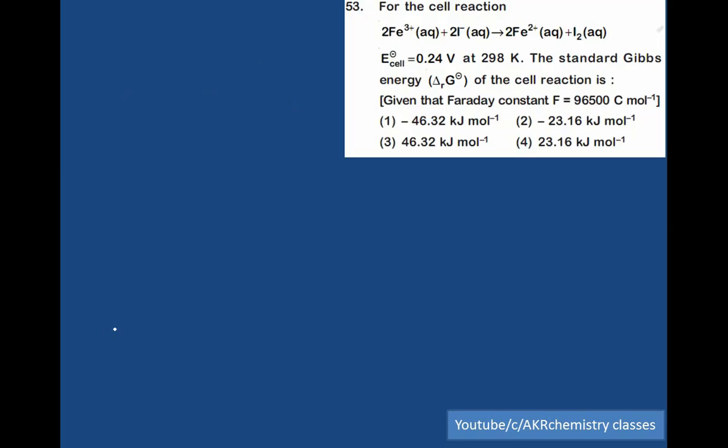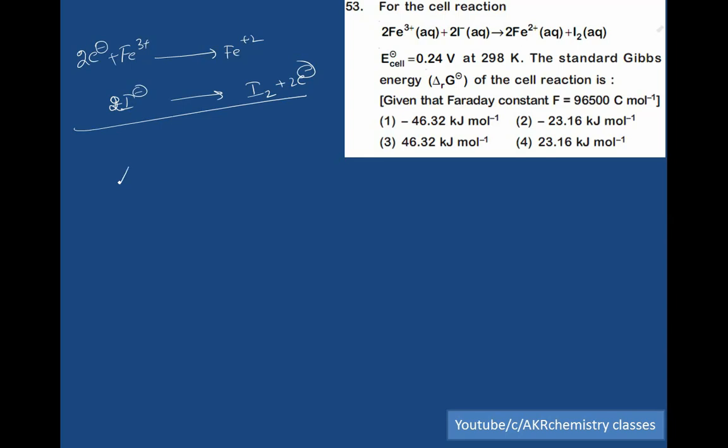For a cell reaction, Fe3+ undergoes reduction to form Fe2+, and iodide ion undergoes oxidation to form I2. So with the loss of 2 electrons, we have to add 2 electrons. When you balance this equation, you will get the same.